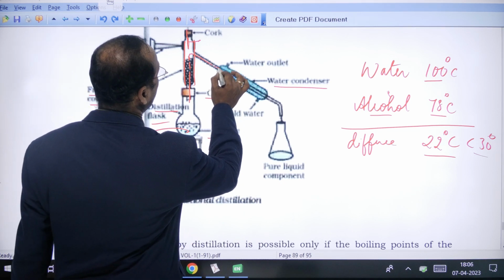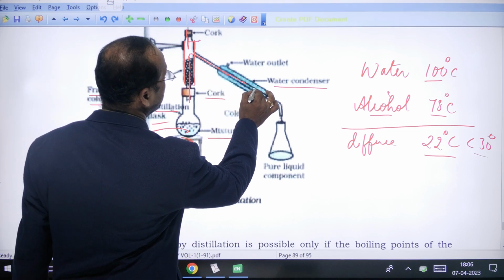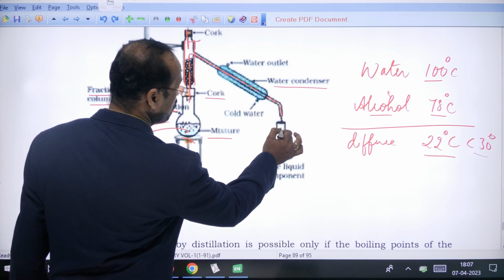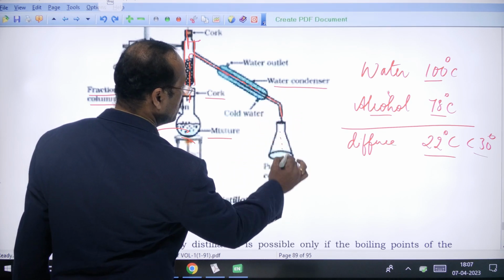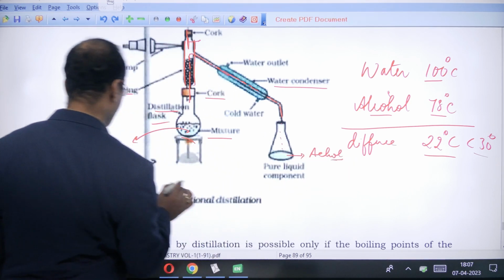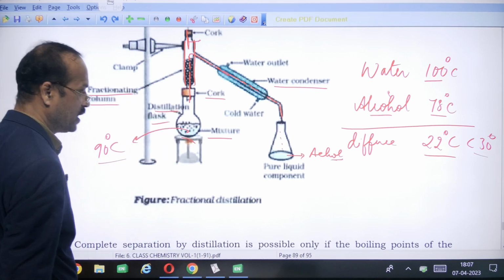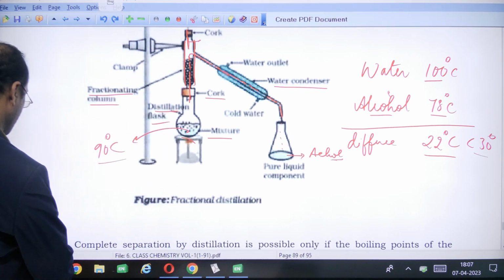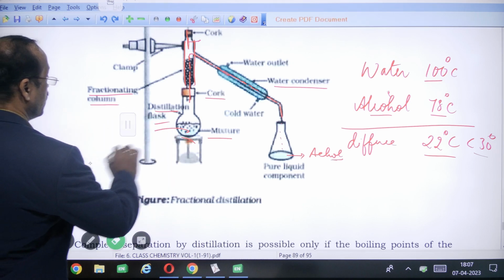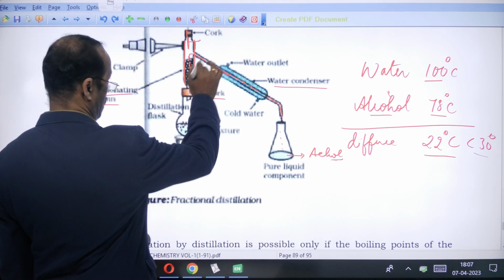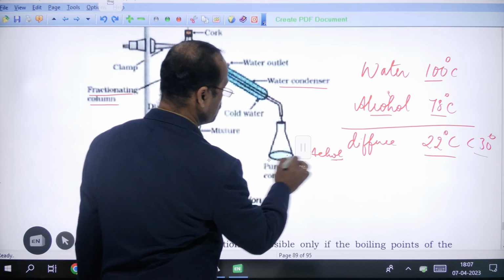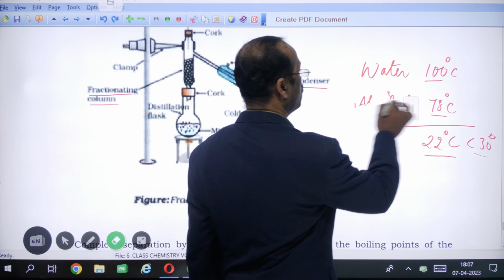So, here what happens? Now, these alcohol vapors, when entering here, get condensed. After condensing, they convert into liquids. This liquid is collected here. In this way, alcohol is separated and water will be left over here. That's all. So, that is the process of separating two liquids by using fractional distillation. Clear to you? Any doubt in this one?